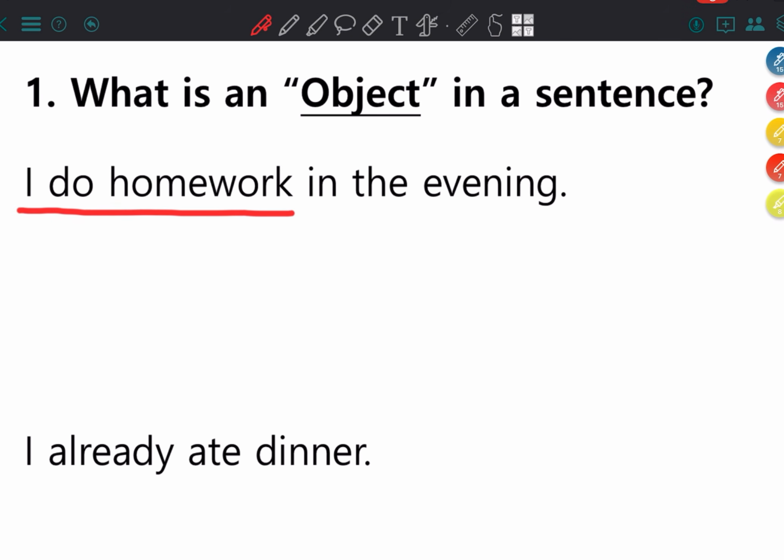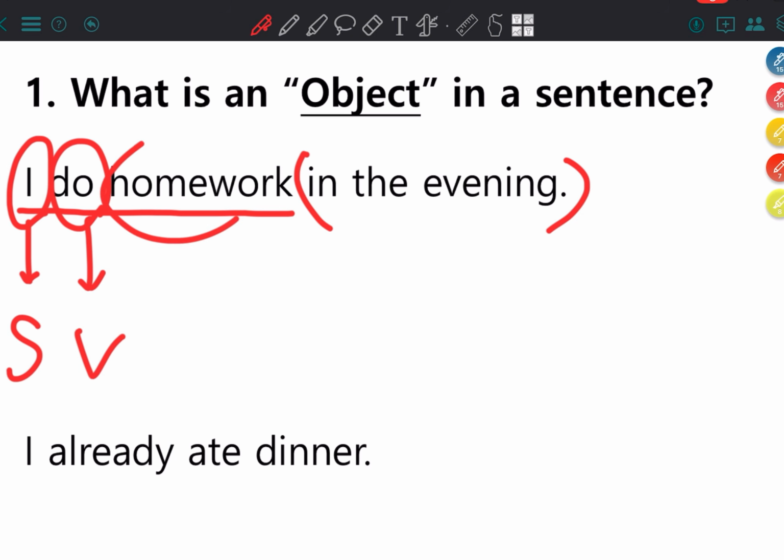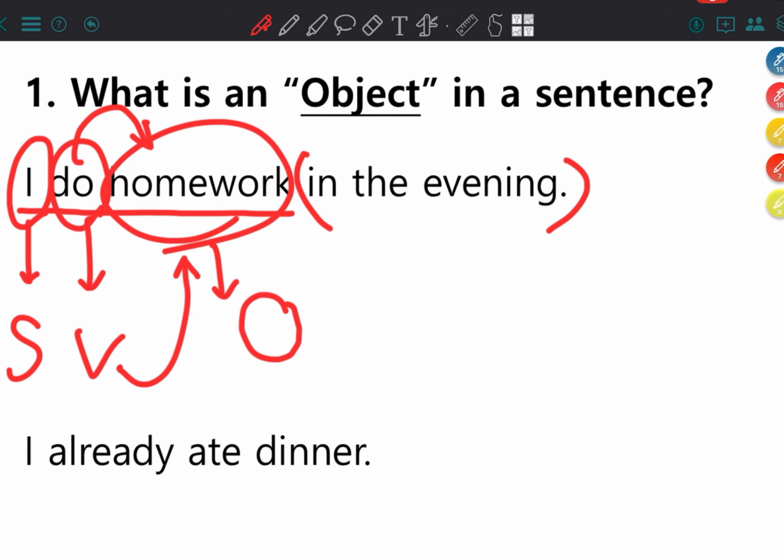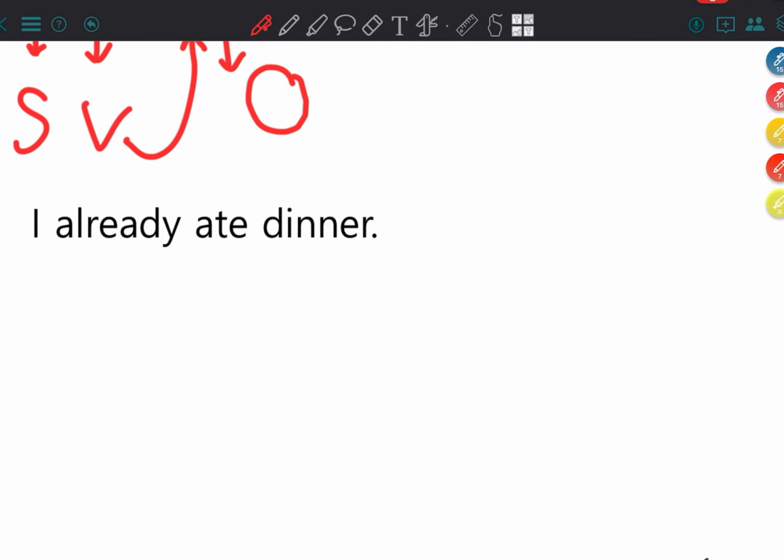I do homework in the evening. So obviously I am the doer, so I is the subject. Do would be the action, and homework is something that is being done, right? That is the target that is directly affected by do. So the homework is something that is being done, right? So this is the target word. This is the object.